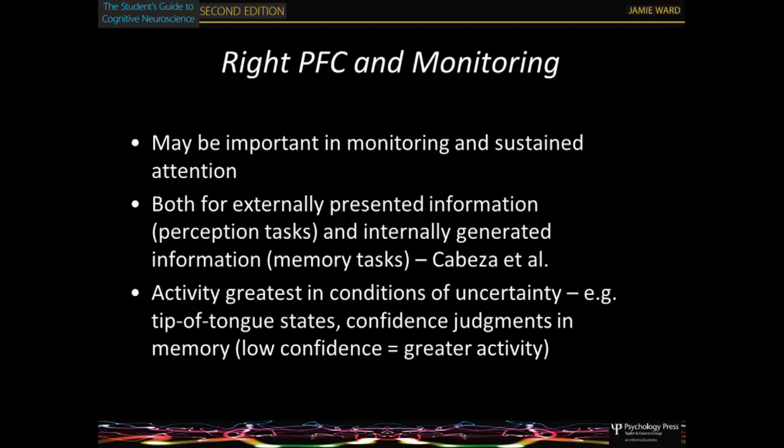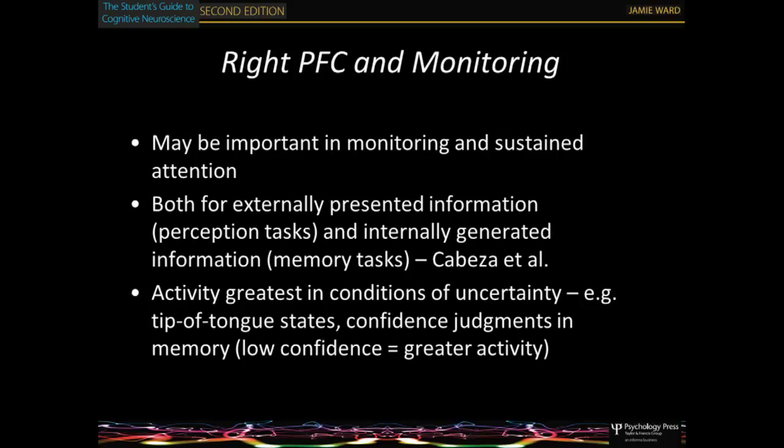So if the left is setting up tasks and dealing with open-ended problems, the right is more to do with keeping on tasks, what's often called monitoring, or sustained attention. We've talked about attention in terms of spatial attention, finding objects. Sustained attention is just keeping yourself on a task and remaining focused, or checking responses, checking that what you're doing is correct within your current goals and task set and so on. So the right frontal lobe is involved in task checking, both in perception tasks and memory tasks. So it's not to do with whether something is external versus internal.